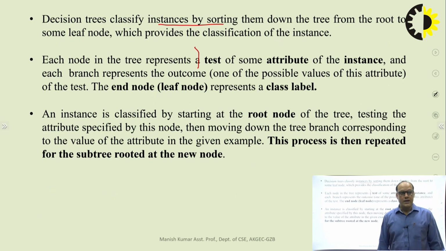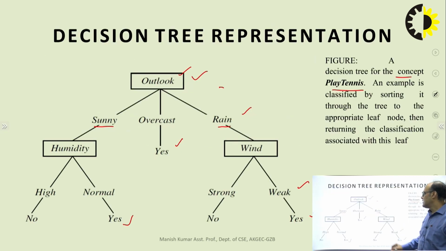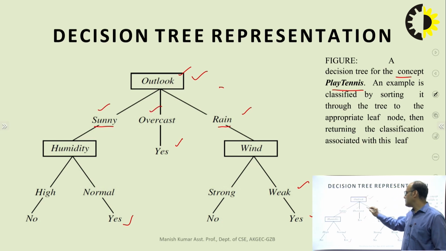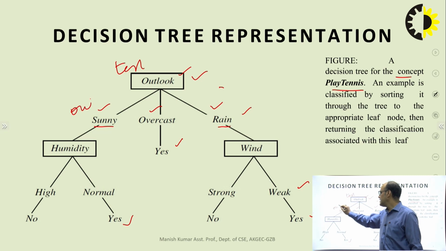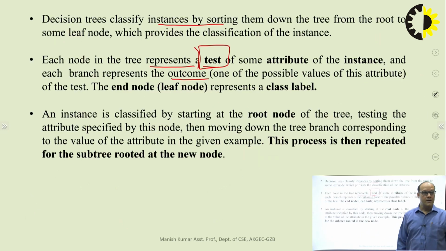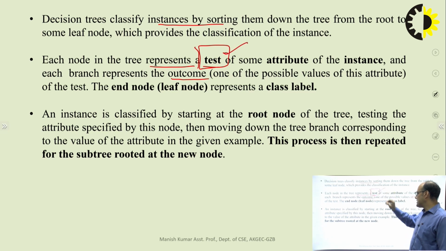Okay, so each node in the tree represents a test. This you have to keep in mind: each node in the tree represents the test of some attribute of the instances, and each branch represents the outcome. These are the tests and these are the outcomes. So just keep in mind that a node in the tree represents the test and the branch represents the outcome.